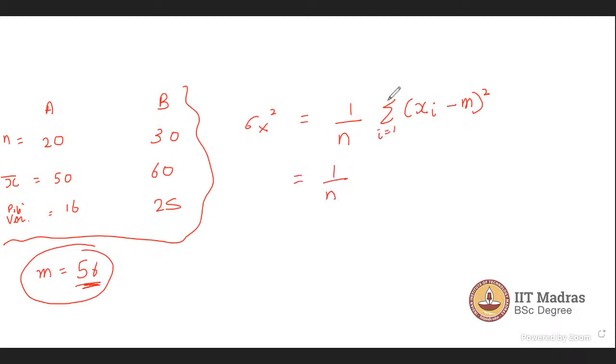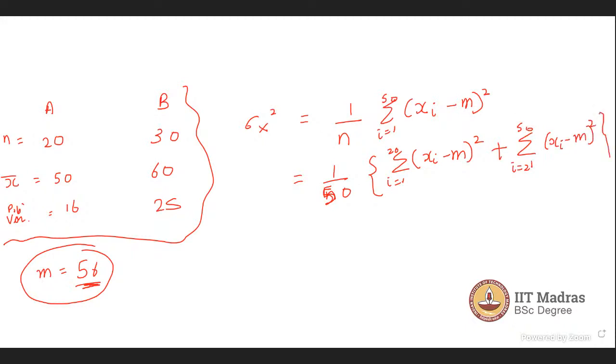It's i going from 1 to 50, right? My n is 50. Let me just break it. 1 to 20, these 20 students are checked by A, plus these 21 to 50 are checked by B. That's what I am assuming. Okay. I can do that, right? I can just break it. Yes, sir. So 1 by 50. What I am doing over here is adding and subtracting the mean of A.